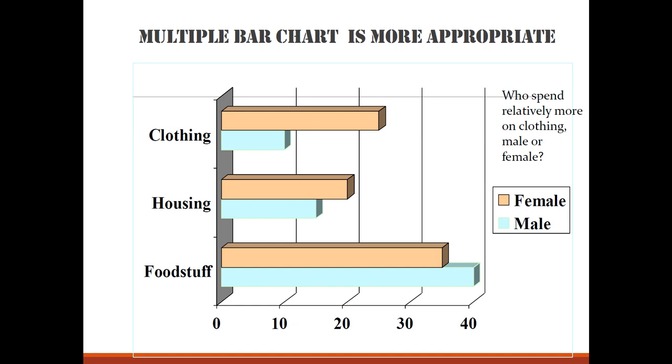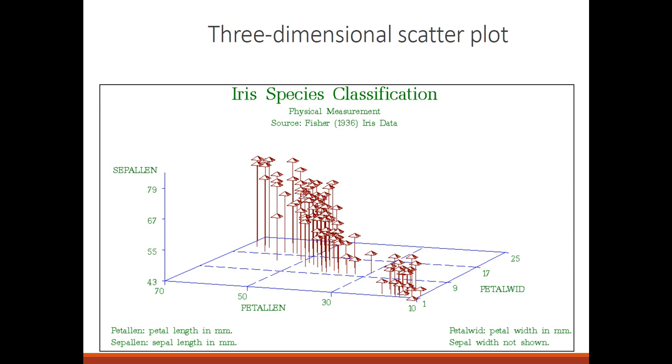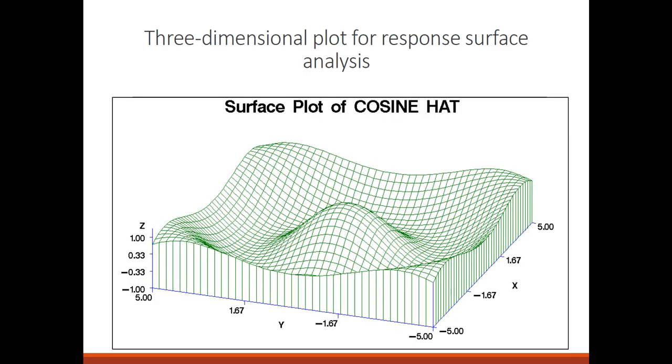Next. You can have three dimensions, but of course it will be more difficult to explain. Next one. This one is also a visual, a 3D visual, so it is very difficult to explain, but it's nice to see. Next.